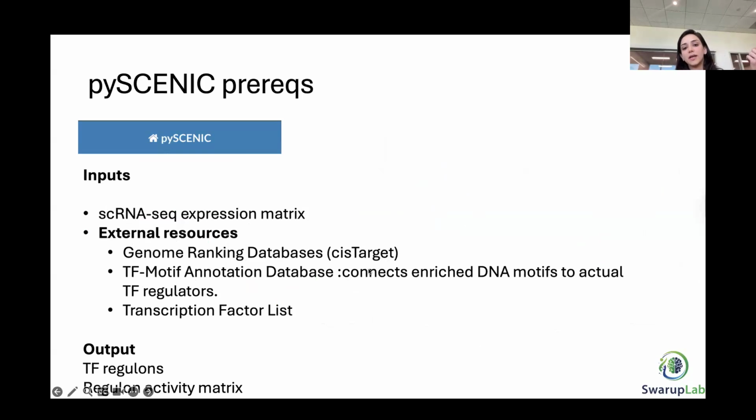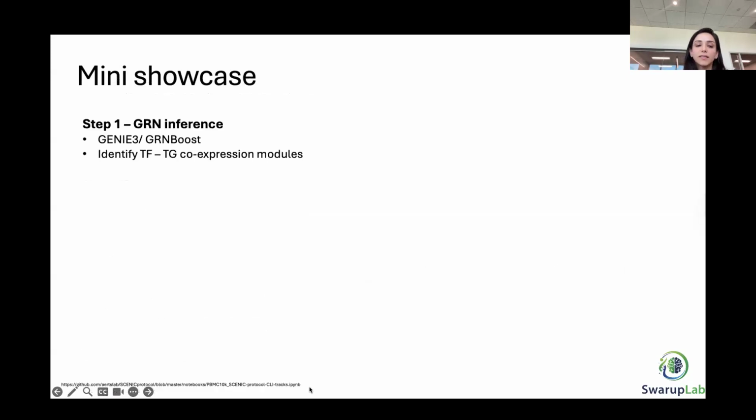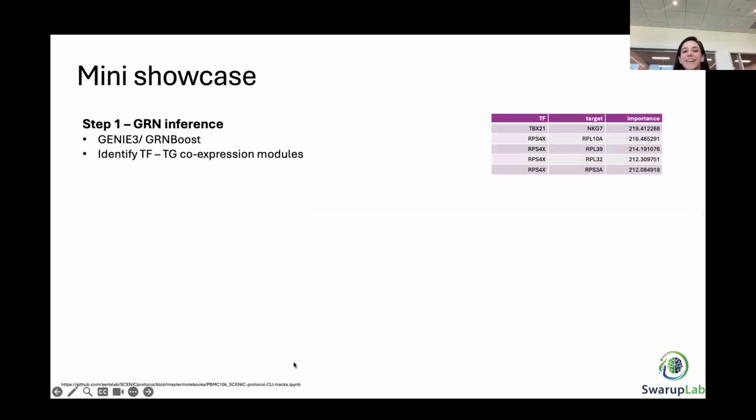So as you can imagine, we need to have the motifs and the binding sites and the list of transcription factors. So this SysTarget is a repository that has ranked the genome based on their motifs. And pySCENIC also provides a list of transcription factors for both human and mouse, so it's very easily downloadable. Once you have the external data sets, you just run the steps and you get the regulons and activity matrix, as we discussed.